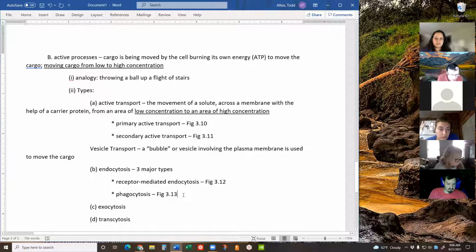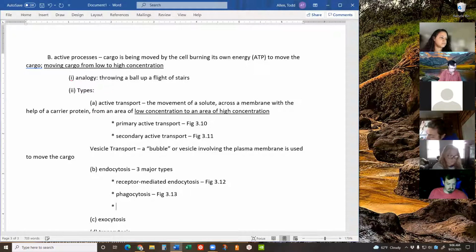And then we also have pinocytosis here. Okay, let me see here. Pinocytosis. I guess your book doesn't really give you a picture of that so much. Let's see. Oh, no, it does. The bulk phase endocytosis, figure 3.14. Pinocytosis, figure 3.14. Okay.